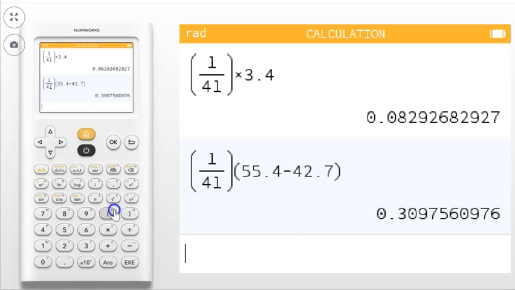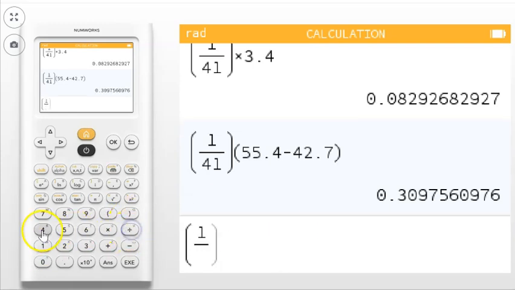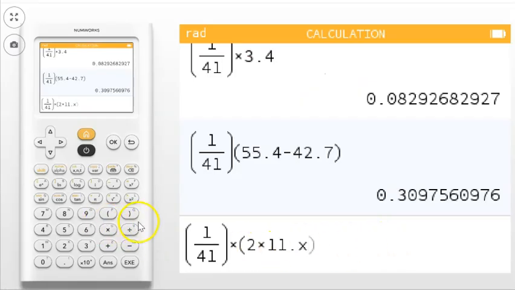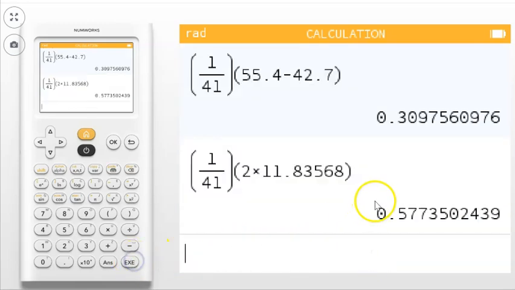So let's look at it. It's going to be 1 divided by 41, close parenthesis, times, and in parenthesis I'm going to do 2 times 11.83568, close parenthesis. So let me show you what I have here. This is 1 over 41, that's the probability density function, times 2 times the standard deviation. And we get 0.57735.